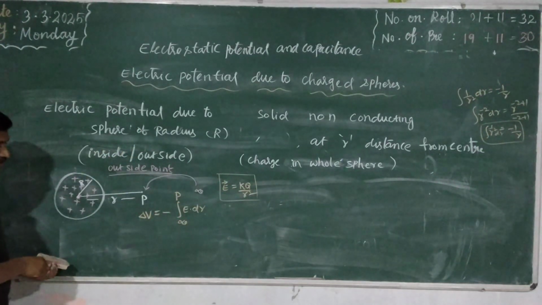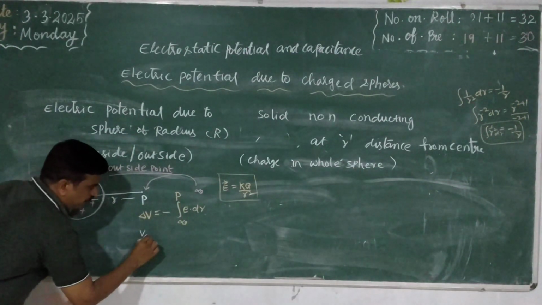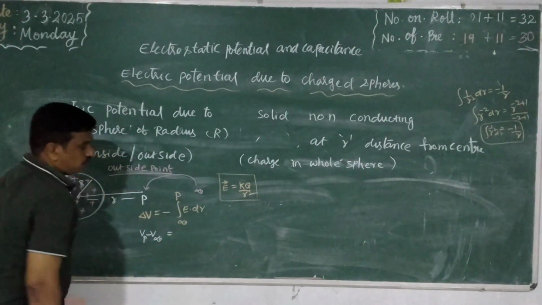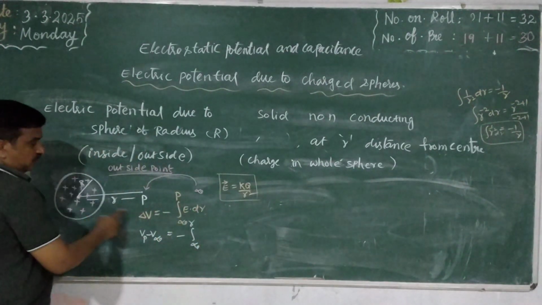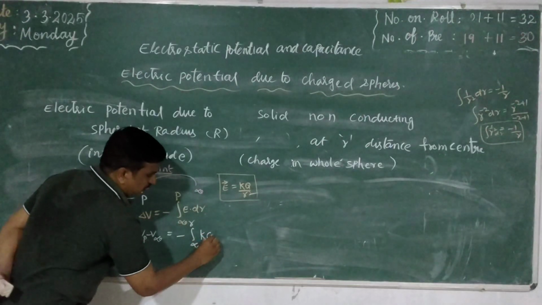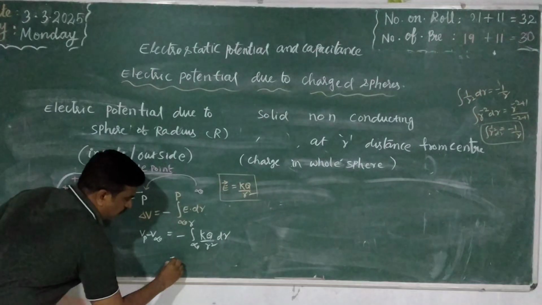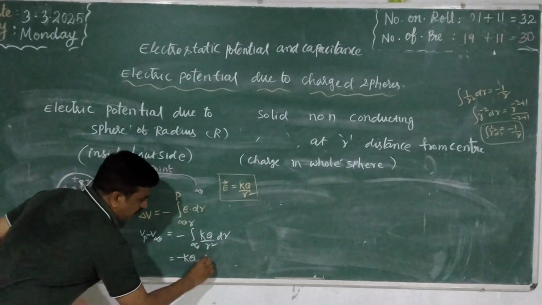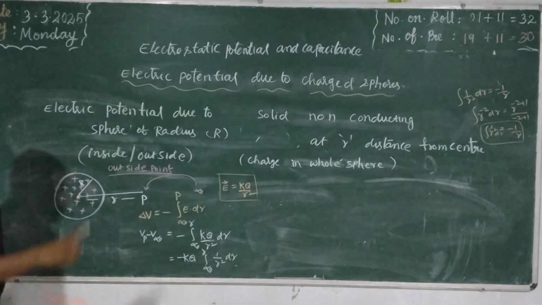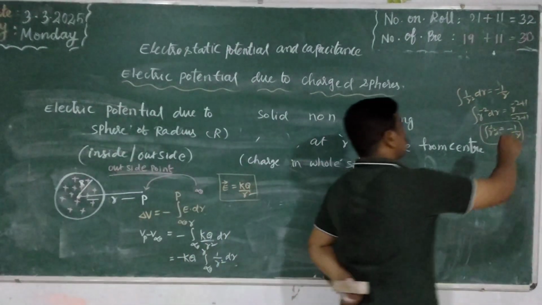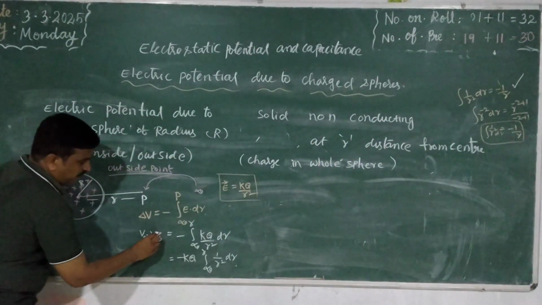Instead of delta V, where to where moving, infinity to P. We can write Vp minus V infinity equal to minus integral from infinity to P, P means distance r, so we write r, of the electric field kq by r square dr. We can write kq outside, integral infinity to r of 1 by r square dr. We know already the integral of 1 by r square is minus 1 by r. Here we can take V infinity as 0.